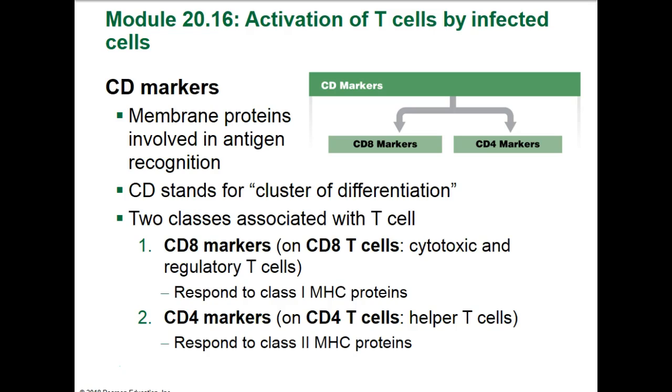CD8 markers are the ones that are on cytotoxic and regulatory T cells. They respond to class 1 MHC proteins. So these are the ones that are going to respond to your normal cells that are infected. So cytotoxic and regulatory T cells are going to respond to MHC1, which is on your normal nucleated cells. CD4 markers are on helper T cells. So helper T cells respond to class 2 MHC proteins that are only on macrophages and monocytes and dendritic cells that are really antigen presenting cells.